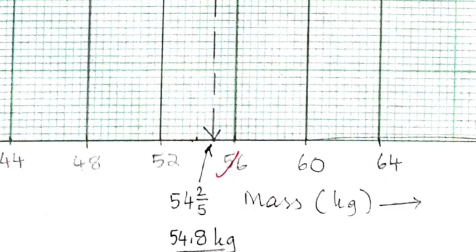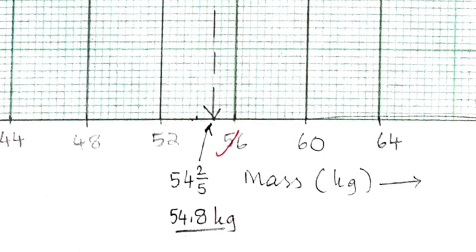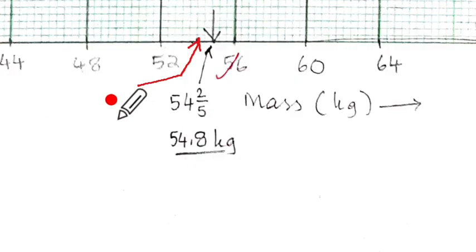Now out here, let us see how to measure this. So this is 52. These are 4 kgs. So these are 10 divisions. This 5 divisions over here, this is 54, and halfway through over here, this will be 55.